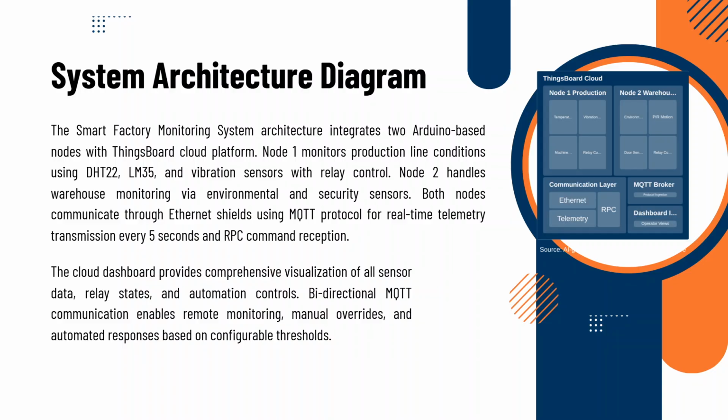Here is the system architecture. In the system, sensors collect data such as temperature, humidity, motion, and vibration. This data is sent to the Arduino controller, which processes it. The Arduino then sends the data to the cloud using an Ethernet connection. MQTT protocol is used for communication. The cloud displays the data on a dashboard, where users can monitor and control the systems.